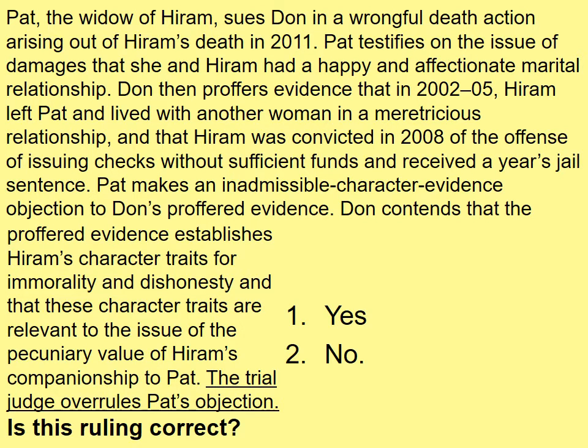So I'm offering this as another example where character is actually placed in issue by the plaintiff here in a wrongful death case. So this is going to be considered an essential element, and Rule 405B is going to apply here. Now, I think the wording in this question was also possibly confusing to some students, since the way it's worded, it tells you the trial court overruled the plaintiff's objection and asks you whether the trial court's overruling the objection is correct.